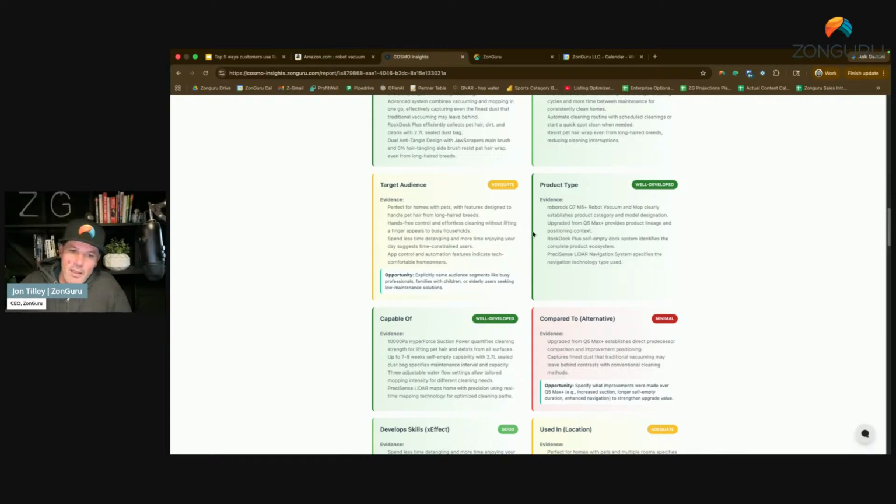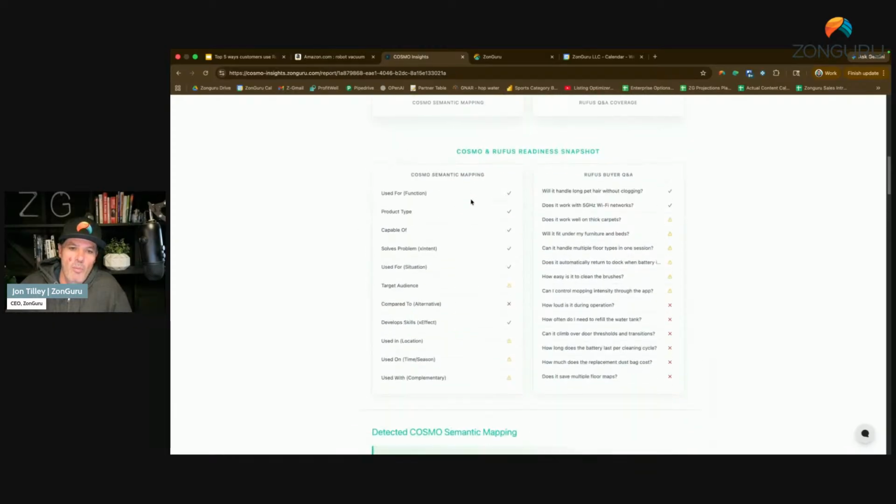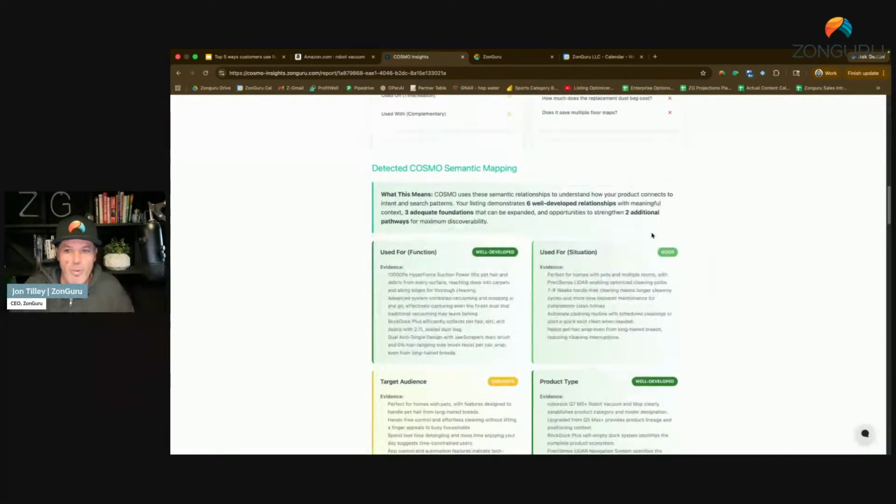So the point of this is you get a whole breakdown of the Cosmo semantic mapping side and also the Rufus Q&A buy side of what you need to improve, right? So here it's saying, hey, it'll handle long pet hair without clogging, right? So great. Does it work with Wi-Fi? Yes. Does it work well on thick carpets? That needs to be improved. Will it fit under my furniture and beds? Can it handle multiple floor types in one session? Does it automatically return to the dock? How easy is it to clean the brushes, right? So all of these things are really important, right?